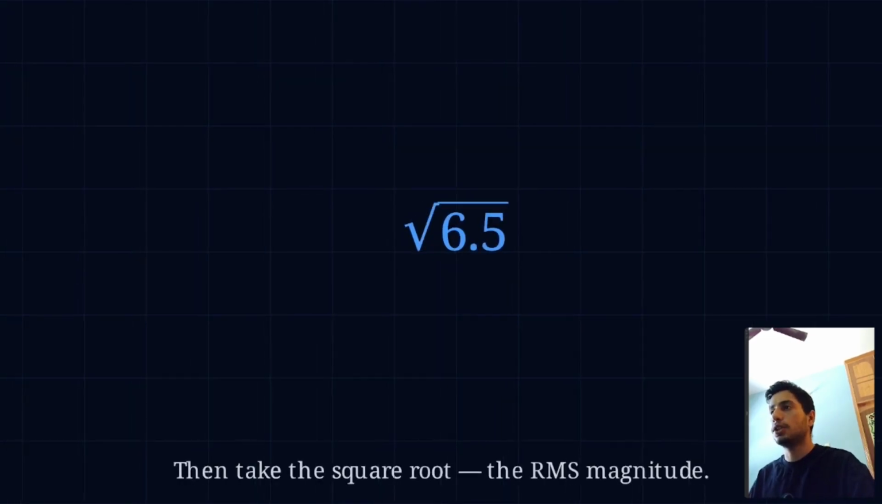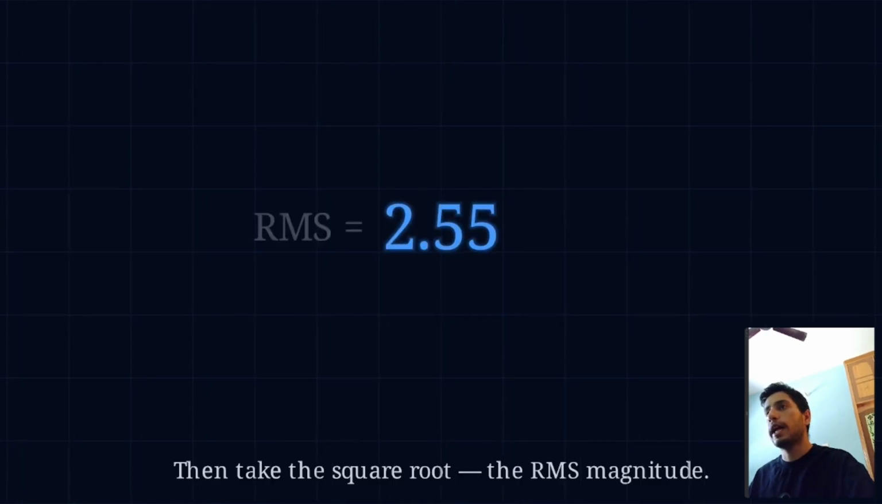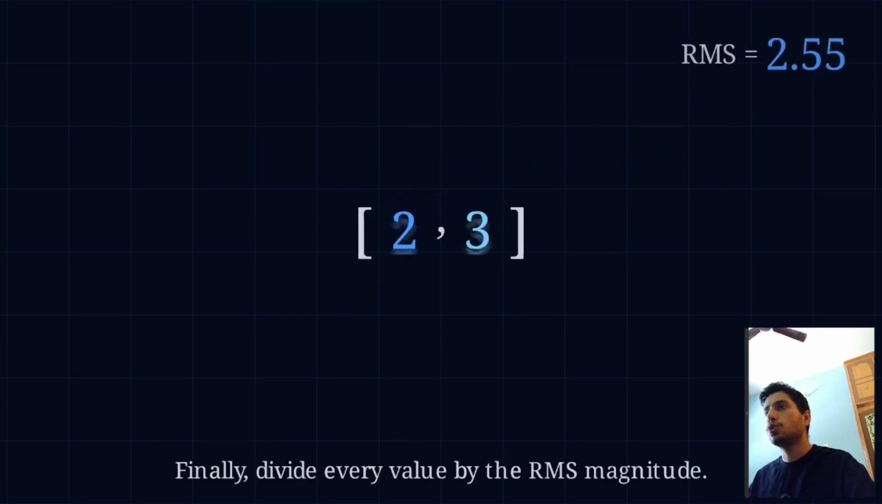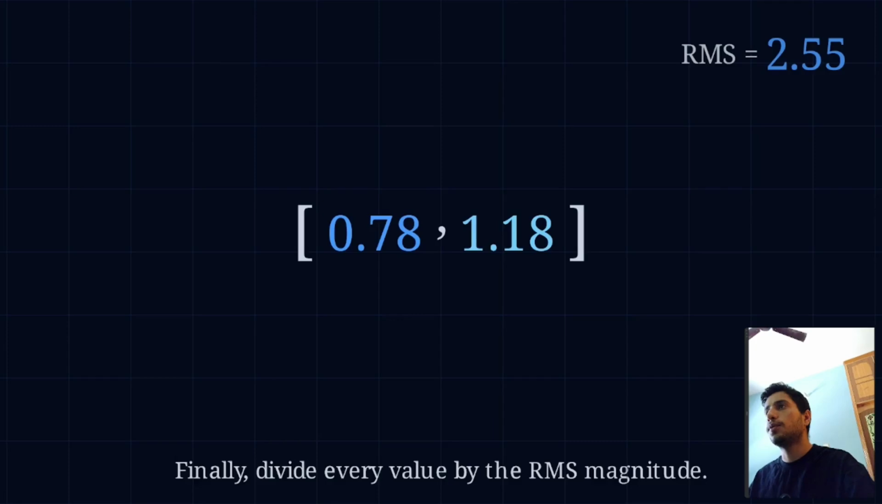So square, mean, and now the next step is to take the root. Now we take the root of the mean value and we get 2.55. So this is our root mean square value, and the next step is to normalize all the vector directions with it. We will divide each direction, the x-axis and the y-axis, by 2.55, and we get this new normalized vector.